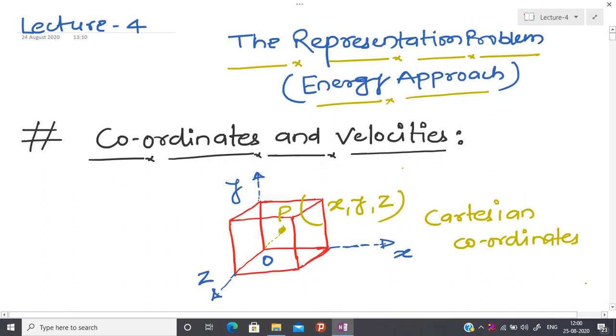Welcome back. In today's lecture, again I am going to relook inside the representation problem. So we have basically two approaches. The first approach I have already discussed, that is based on cause and effect, and in today's lecture I am going to take the other approach, that is the energy based approach. So the differential equation formulation may be derived from energy consideration instead of cause and effect.